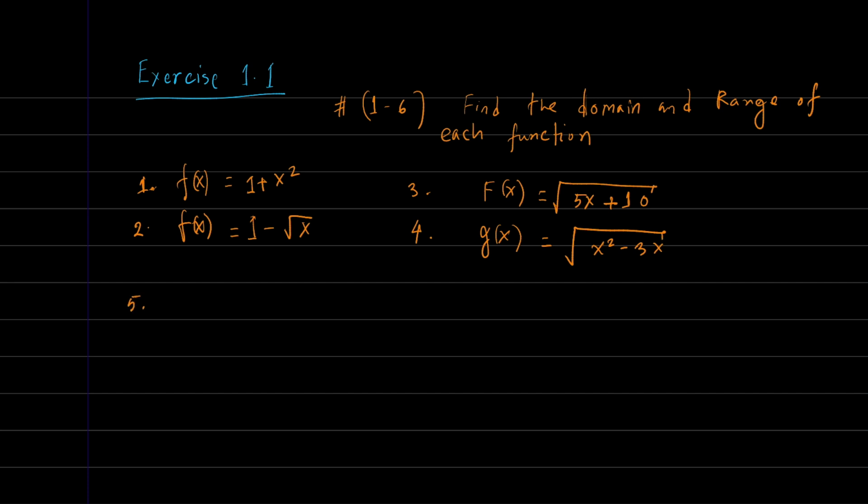Number 5: f of t is 4 over 3 minus t. Number 6: capital Z of t is 2 over t square minus 16.